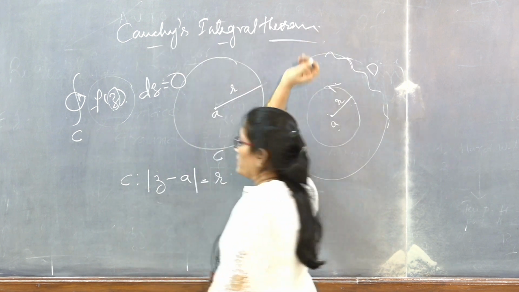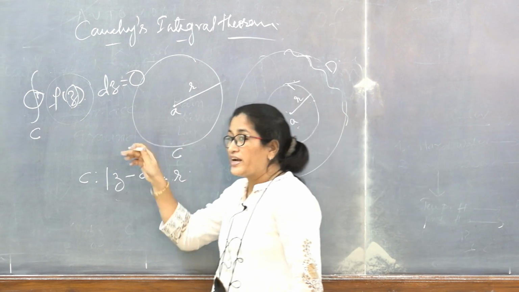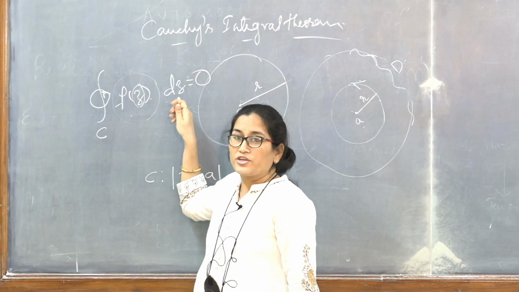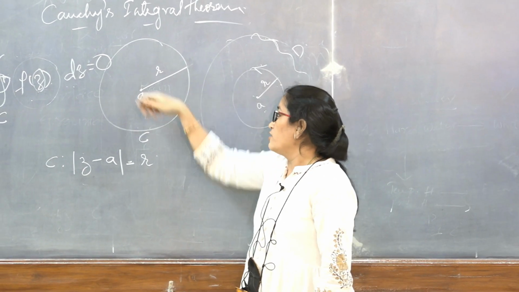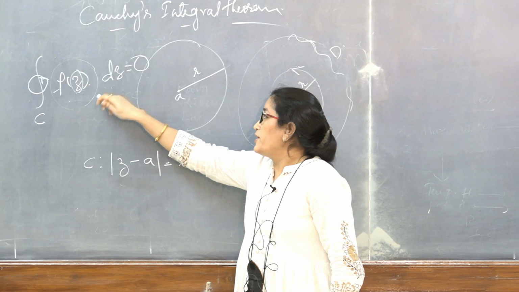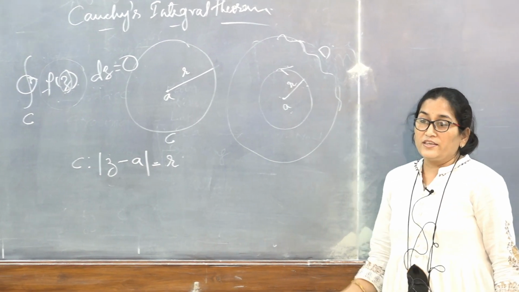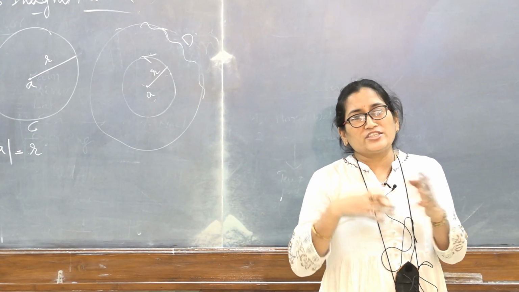So this is our topic today, Cauchy's integral theorem. What does Cauchy's integral theorem state? It states very clearly that in a closed contour C, if your given function f of Z is analytic in and on that curve C, then the value of that integral is equal to 0. Now this is done only for a simply connected domain. Can we just extend it further?